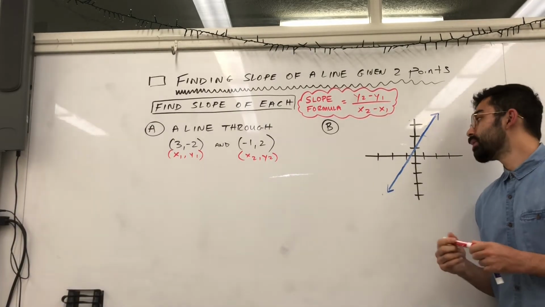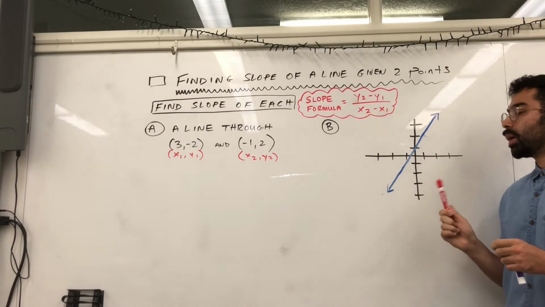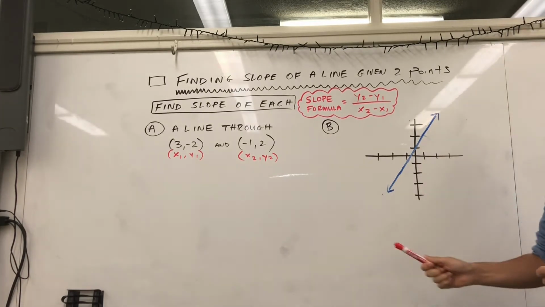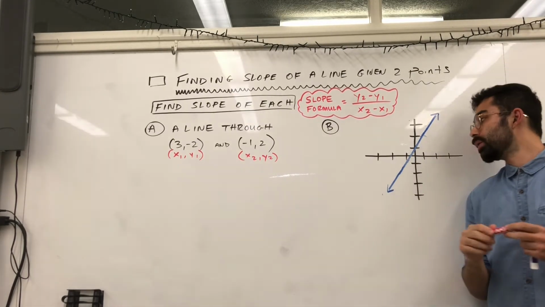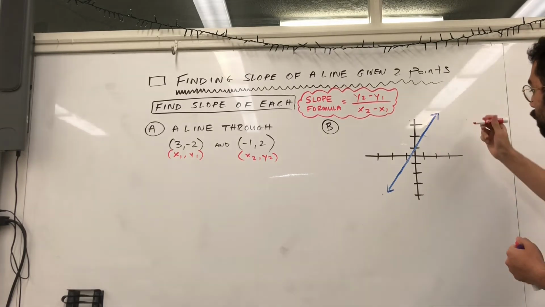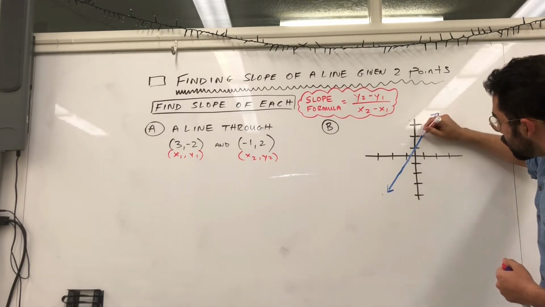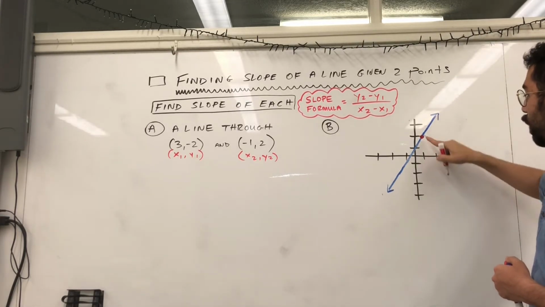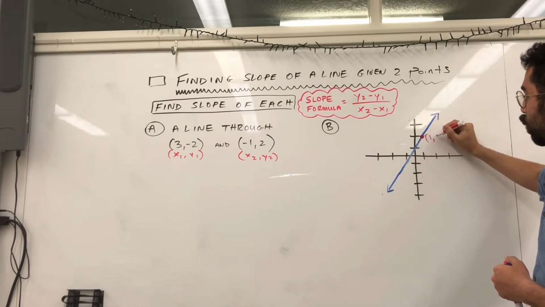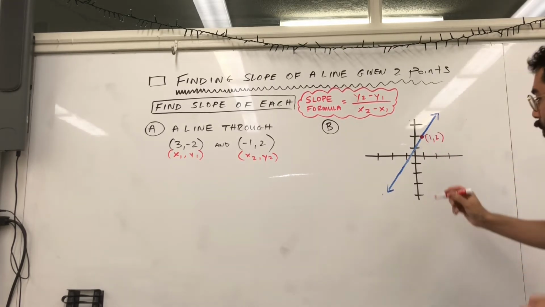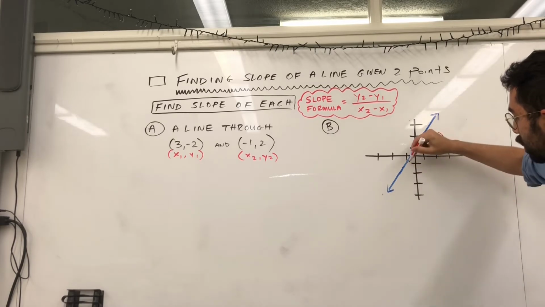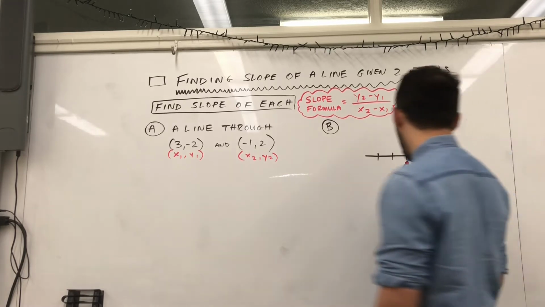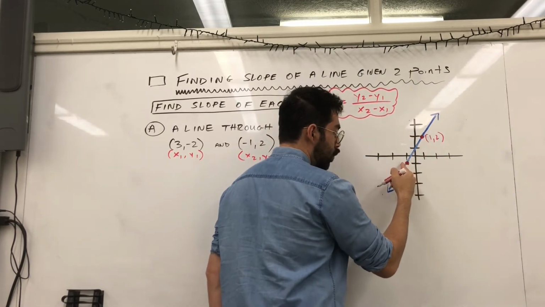For your second one, you're going to pick out 2 points. Again, I've given you a line. You need to pick out 2 wholesome, round points. This line's not perfect, but I'm going to pick this point. That point is represented by 1, 2. And let's pick this point right here. That point is negative 1, negative 1.